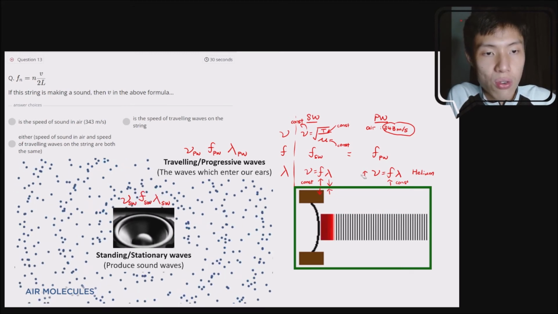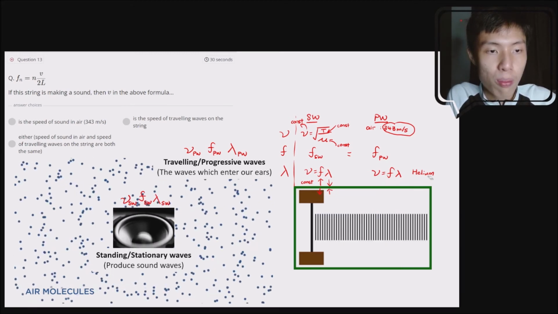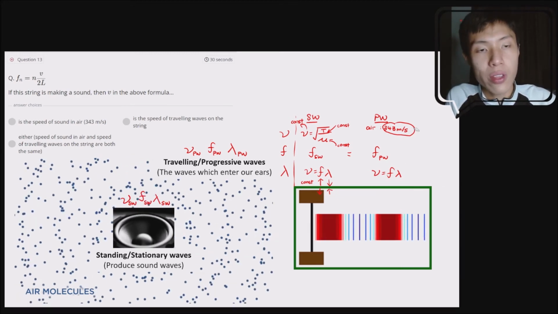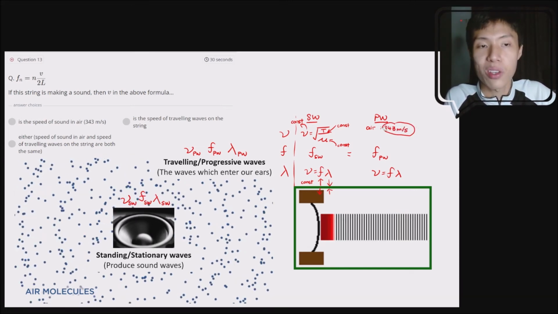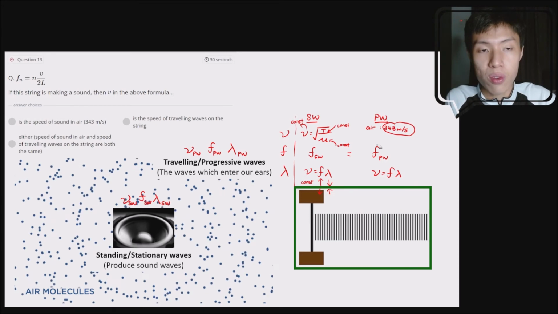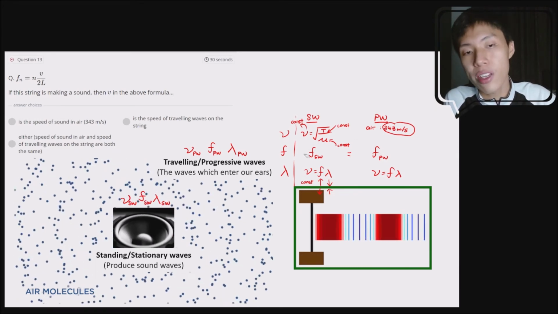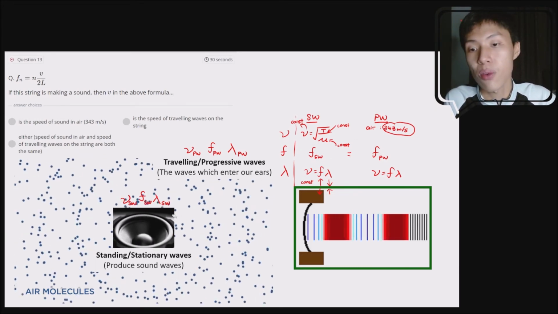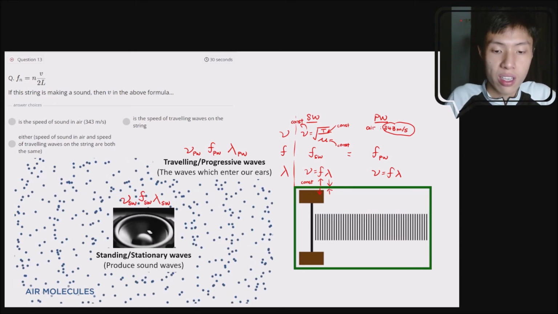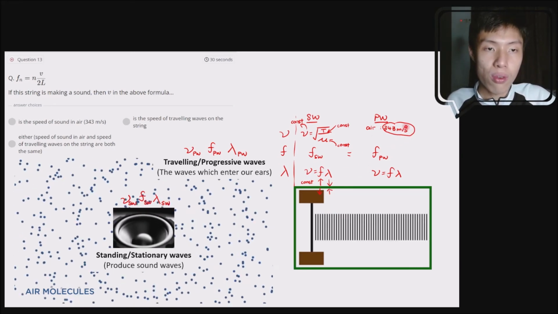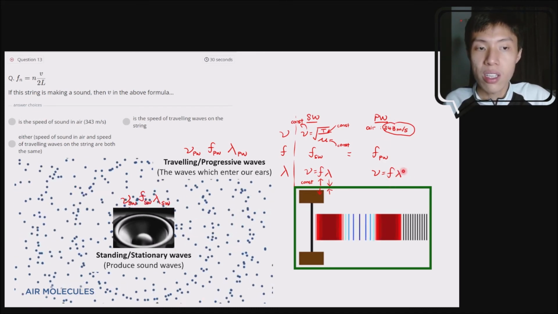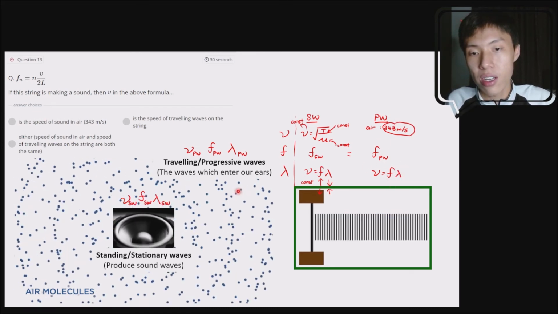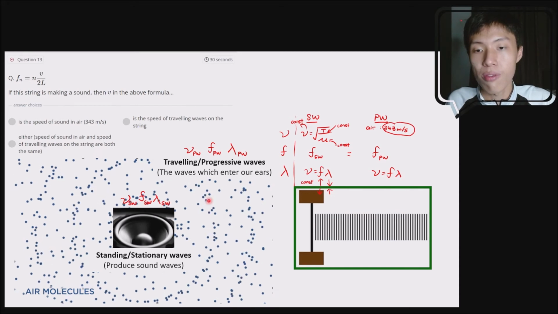Okay, so for the progressive wave, you know that the speed is always 343 or 340, depending on what the question gives. You know that the frequency of the progressive wave always follows the frequency of the standing wave of the musical instrument. Okay, so now you know your frequency, you know your wave speed, then you can determine the wavelength of the wave that is traveling in air.